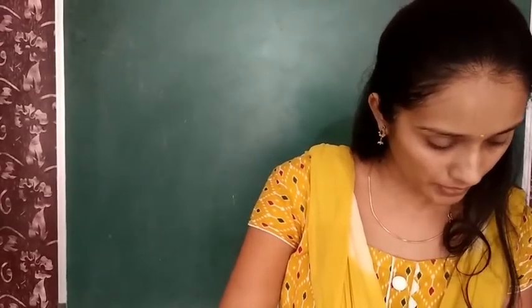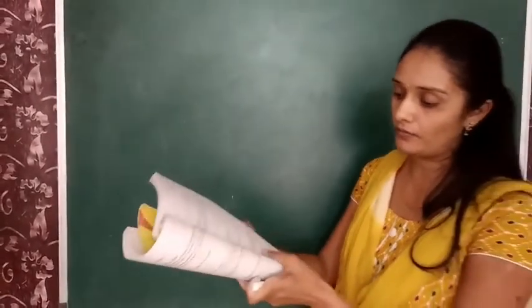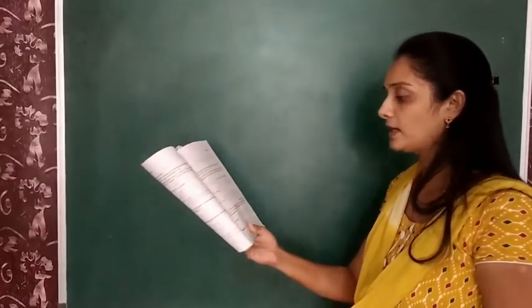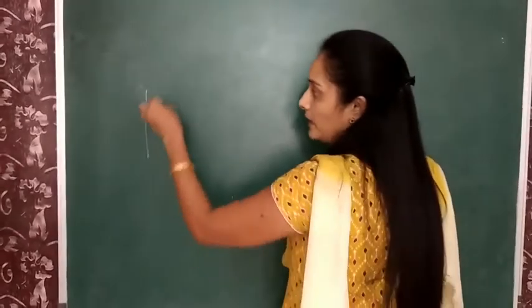And the last property, Property 5. If some or all elements of a row or a column of a determinant are expressed as the sum of two terms, then the determinant can be expressed as the sum of two determinants. I can explain by example.